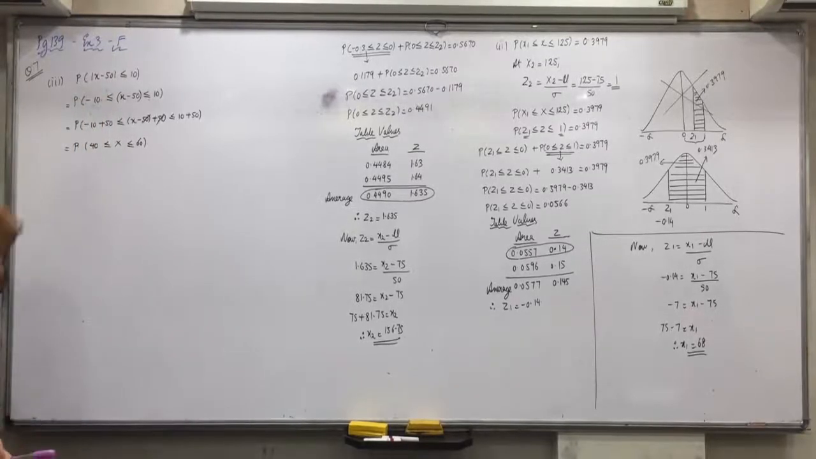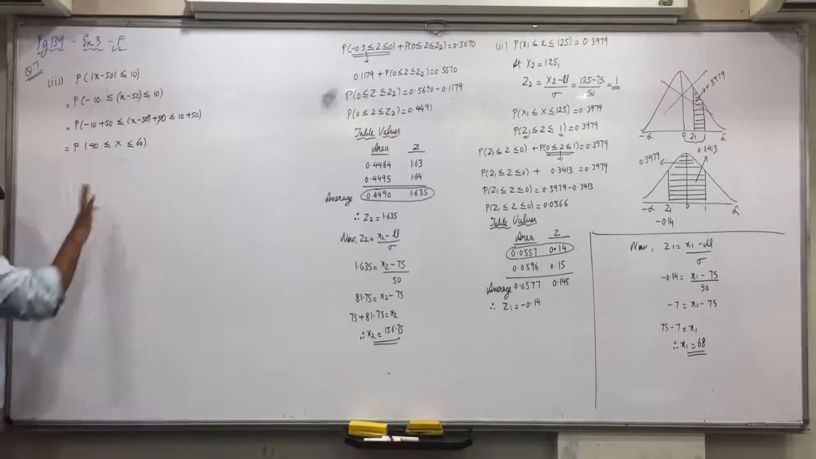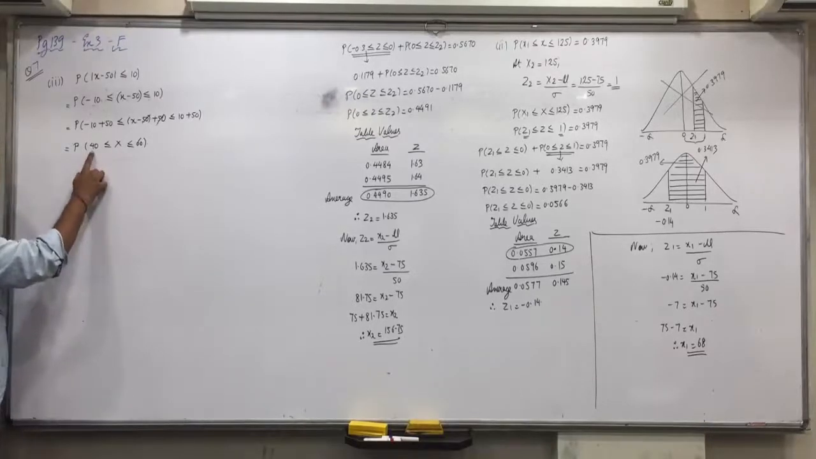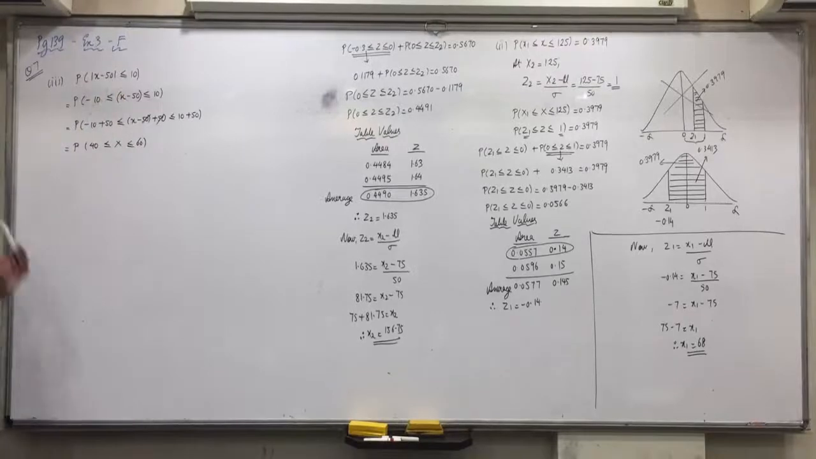15 comes more than 10. So x cannot be less than 40 and it cannot be more than 60. X must be between 40 and 60 to fulfill this condition. Okay, so we have to simplify these steps. I repeat it once again.